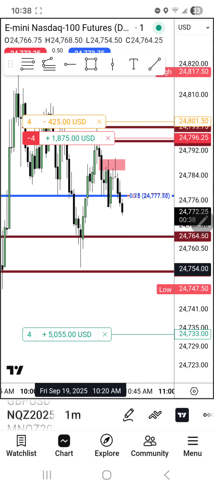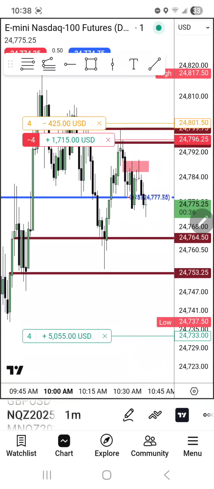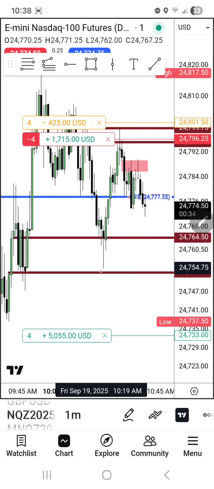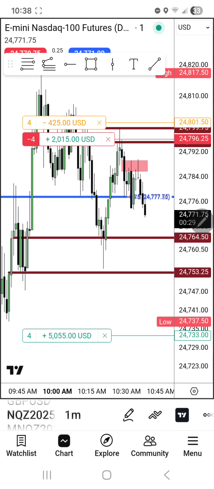That would be a good indication that the in crowd is here to the party. And then 735 would be in close proximity for the next hop. Once we take out that low here, the stop will go down to break even plus commission costs and fees. Not before.